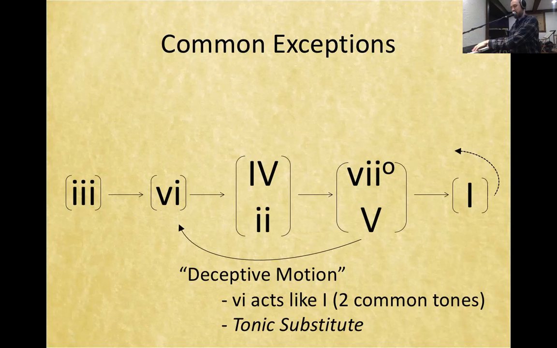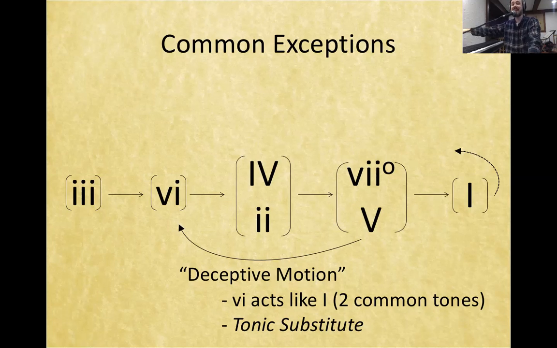5 to 1 has a much stronger sound than this 7 to 1 thing. And so we don't need as much of a way to avoid that because it doesn't have the same effect of conclusion that 5 to 1 does. So deceptive motion is 5 to 6, not any dominant chord to 6. So try to run with that a little bit. Okay, so that's deceptive motion.